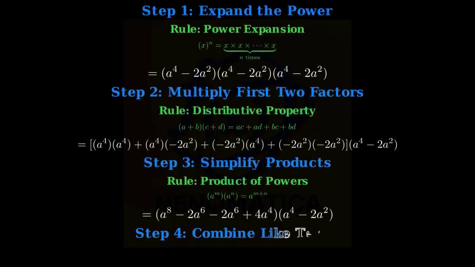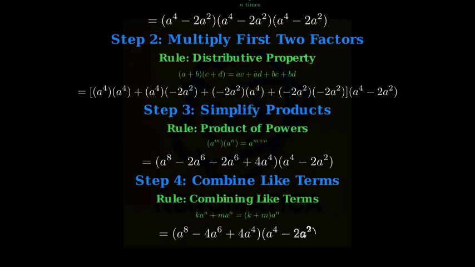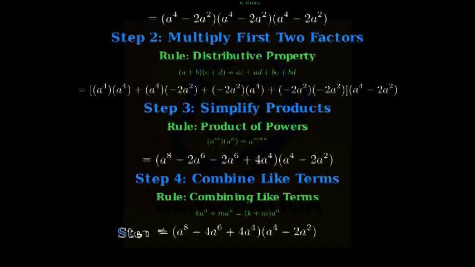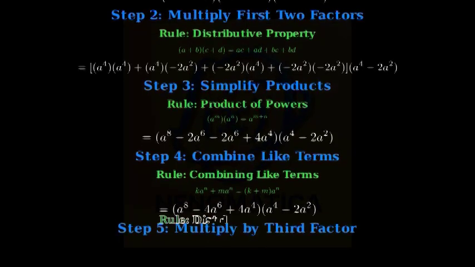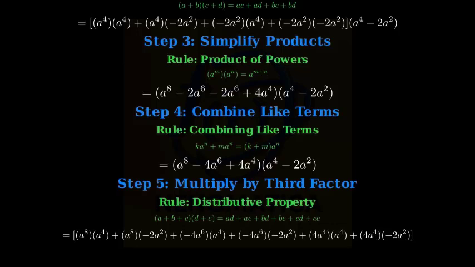Next, we can combine the like terms in the first parentheses. We have negative 2a to the sixth twice, which gives us negative 4a to the sixth. So our expression simplifies to a to the eighth minus 4a to the sixth plus 4a to the fourth, all multiplied by the third factor, a to the fourth minus 2a squared. Now, we'll multiply our intermediate result by the third factor. Again, we'll use the distributive property, multiplying each term in the first parentheses by each term in the second parentheses.